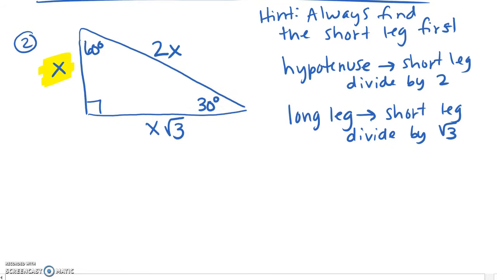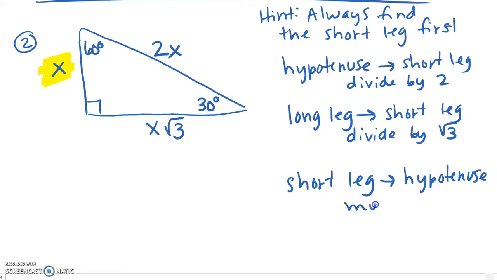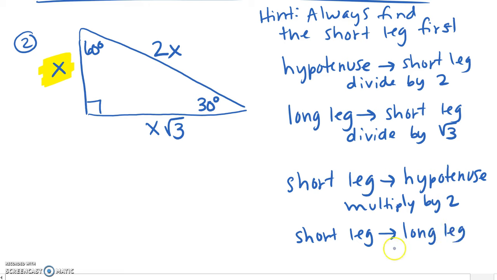Once you have the short leg, it's easy to find the other 2 lengths. If you have the short leg, or found the short leg, and you need to get to the hypotenuse, you just double it, or multiply by 2. That's the opposite of dividing by 2. To get hypotenuse to short leg, you divide. Short leg to hypotenuse, you multiply. That should make sense. And to get from the short leg to the long leg, you multiply by the square root of 3.